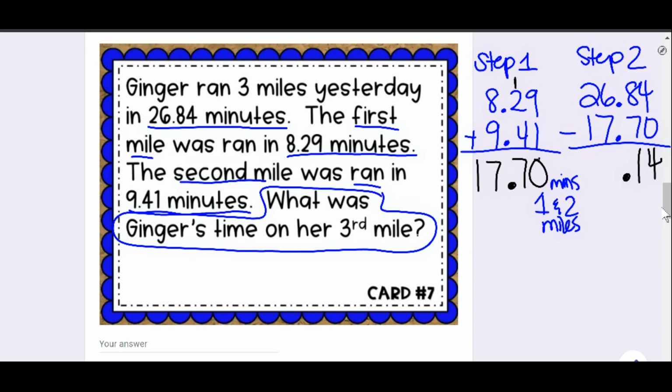6 minus 7 cannot happen. Borrow from the 2. Turns to a 1, this turns to a 16. 16 minus 7, that is going to be 8, 9, 10, 11, 12, 13, 14, 15, 16, 9. And then 1 minus 1 is 0. So the amount of minutes that she took for her third mile is 9.14. That's her third mile time. All right, that's our answer.